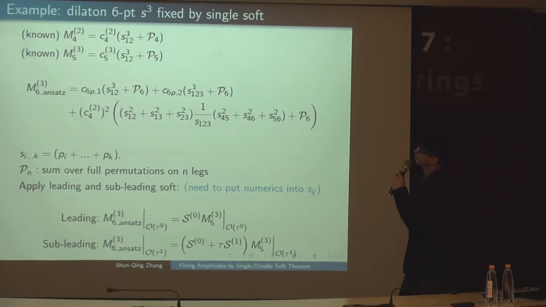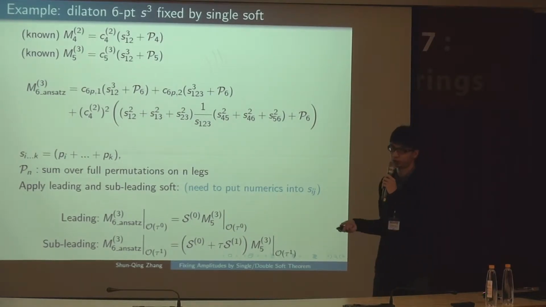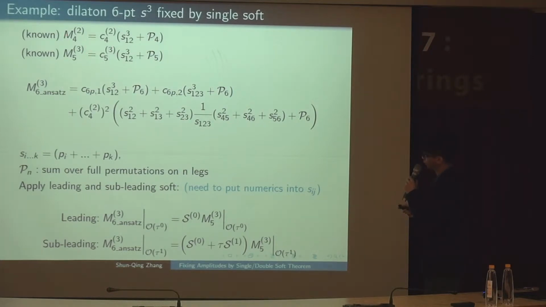So I will use single soft to fix the dilaton 6-point amplitude explicitly. And this is the input. It's the 4-point amplitude, this is S squared, and the 5-point amplitude. And this is my 6-point ansatz. It comes from 2 local operators and the factorization channels. So these 2 coefficients are the coefficients I want to fix.